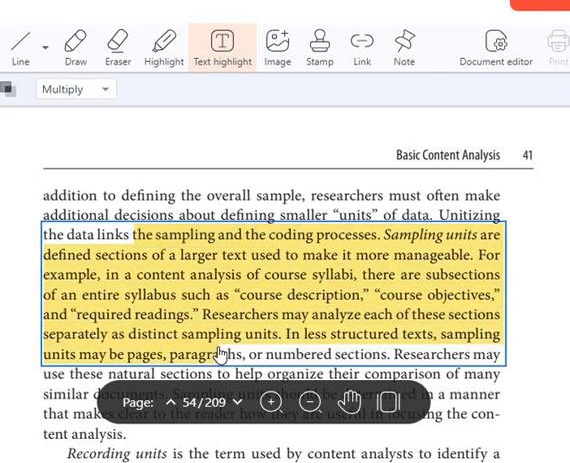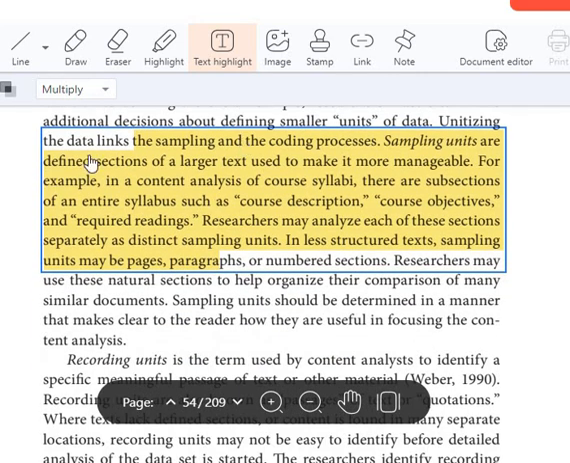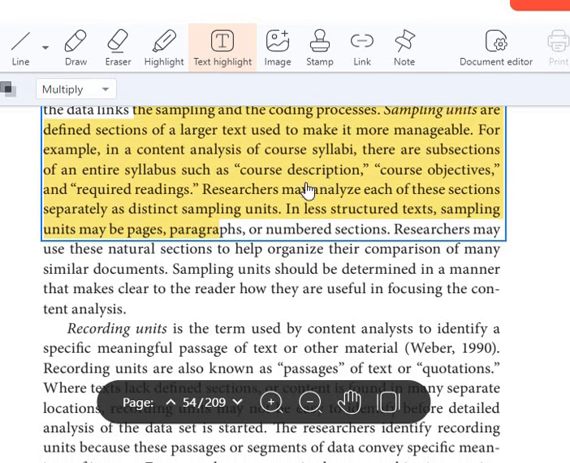Sampling units, here there's a definition for the sampling units and another definition for the recording units later on. So what do we mean by the sampling units? They are defined as sections of a larger text used to make it more manageable. For example, in content analysis of course syllabi, we've got subsections, some sections talking about the course description, another section about the course objectives, like dividing the main material.